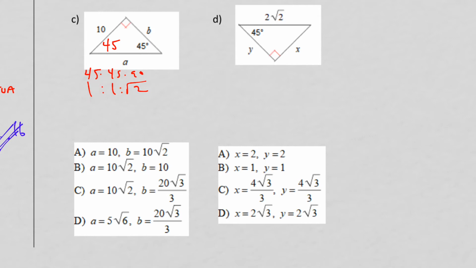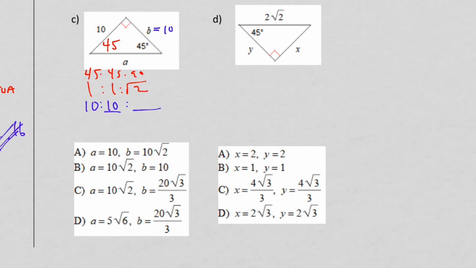In this example, you're given this 10, which is across 45 degrees. So in the chart, I'll put the 10 with one of the 45s. But the moment I do that, I know that this other side here is going to be also equal to 10. So just like that, I found that B is 10 in this case.